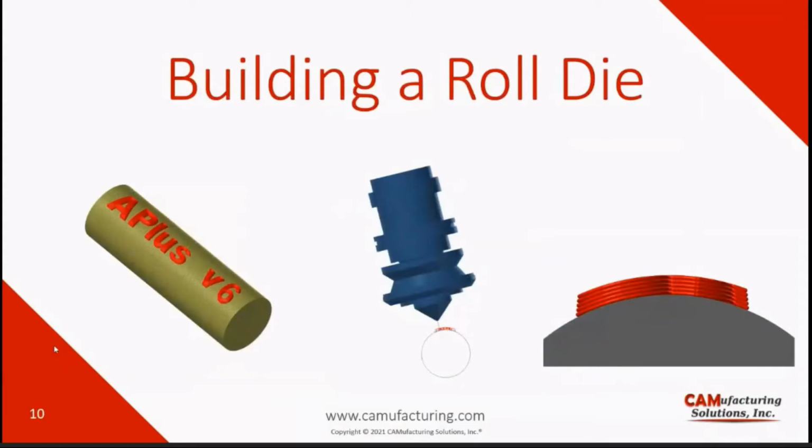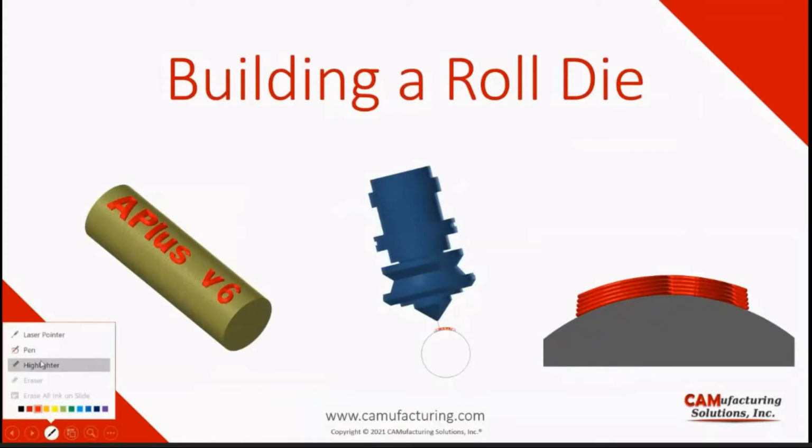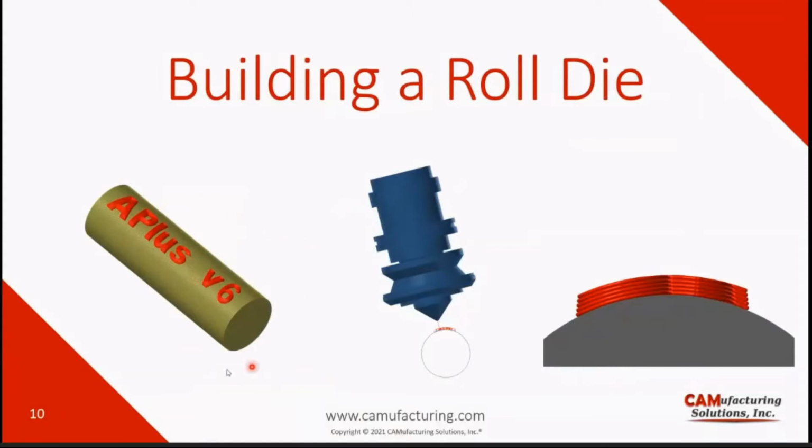So let's move on to our second example, which is building a roll die using hybrid manufacturing. So, you know, if you want to make this roll die here with traditional manufacturing processes, you will have to have a very big stock cylinder and do a lot of machining in order to have this rolled up.